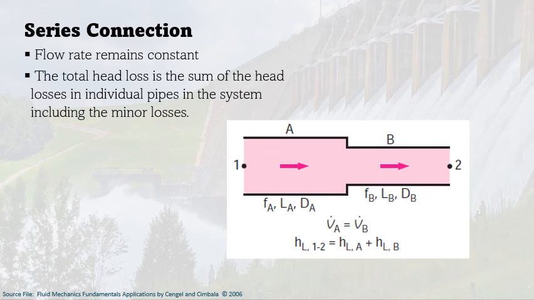The total head loss in this case is equal to the sum of the head losses in the individual pipes in the system, including the minor loss. The expansion or contraction losses at the connections are considered to belong to the smaller diameter pipes, since the expansion and contraction loss coefficients are defined on the basis of the average velocity in the smaller diameter pipe.